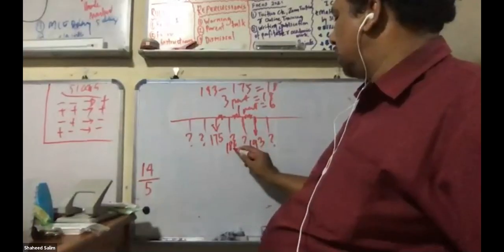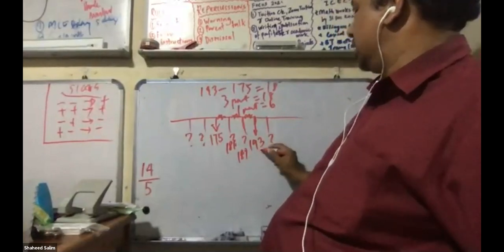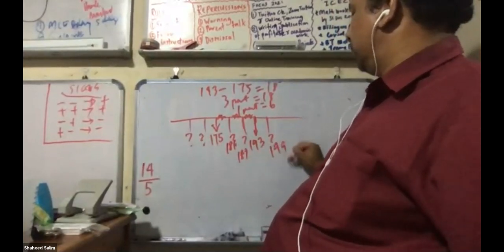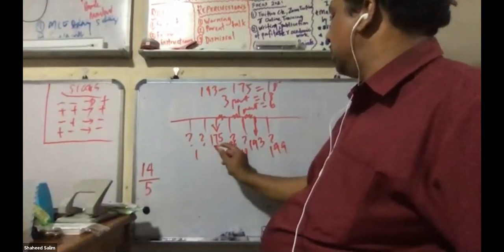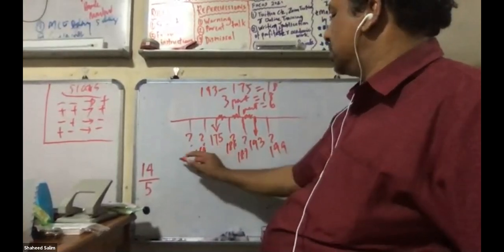So this one plus 6. You get 181. Plus 6, 187. Plus 6, 193. Plus 6, 199. Backwards, minus 6, 169. Minus 6, 163.